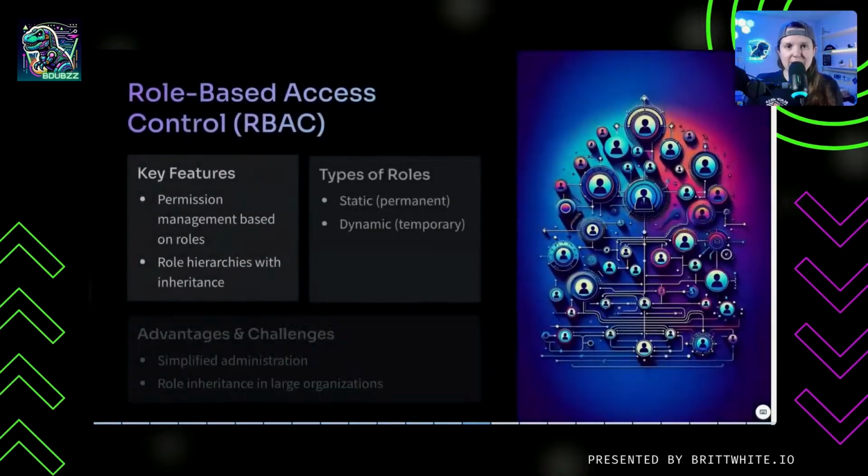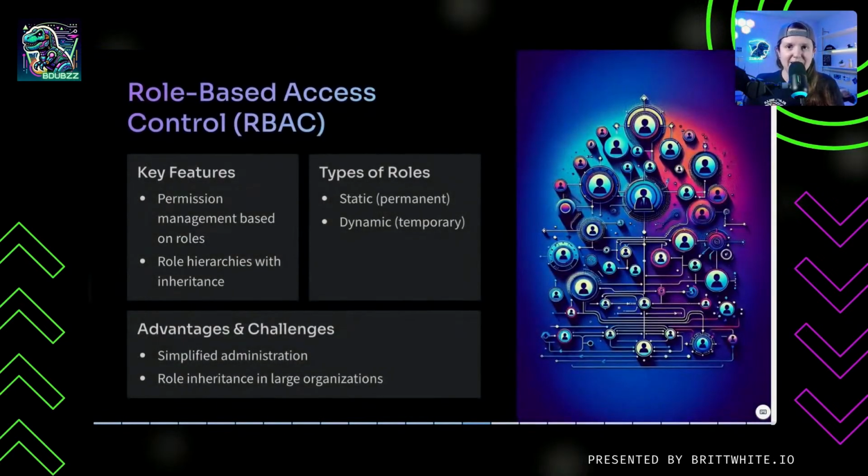Next up is Role-Based Access Control, or RBAC. This ties access to specific roles, creating a structured way to manage permissions. If you're a manager, you get manager-level permissions. It's simple, right? RBAC often uses role hierarchies, where higher-level roles inherit permissions from lower ones. For example, a senior manager automatically gets all manager permissions, plus additional privileges specific to their senior role.